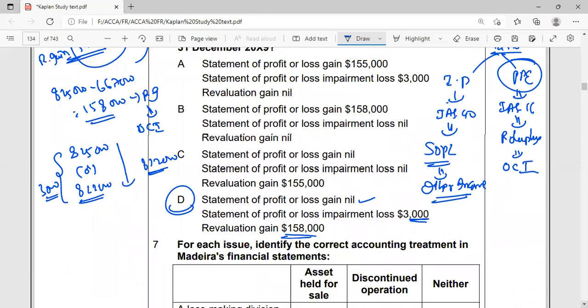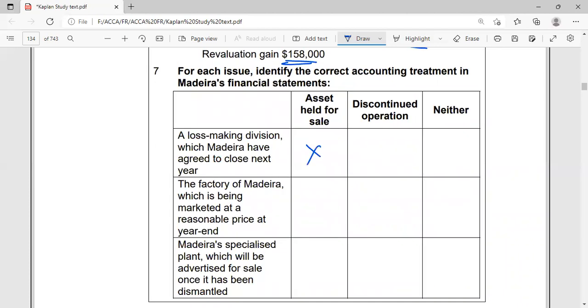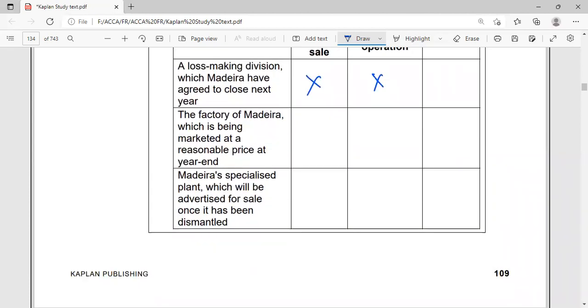Okay. Next, for each issue, identify the current accounting treatment in Madeira's financial statements. A loss-making division which Madeira has agreed to close next year is not treated as an asset held for sale and not a discontinued operation. Next, the factory of Madeira which is being marketed at a reasonable price at the year end, meaning in the current year, is treated as held for sale, not a discontinued operation.